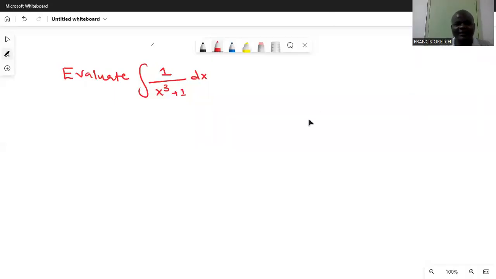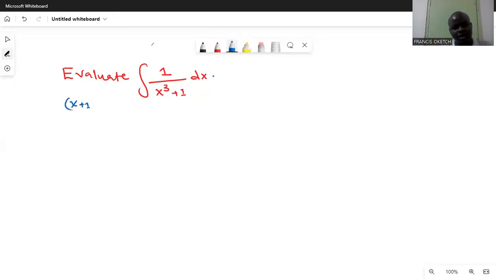Hello. Today I want us to look at how to evaluate the integral of 1 over x cubed plus 1 with respect to x. So what we do, we need to be able to factorize the denominator. So we need to know how to write x cubed plus 1. Remember, x cubed plus 1 is gotten from the binomial expansion of x plus 1 cubed.